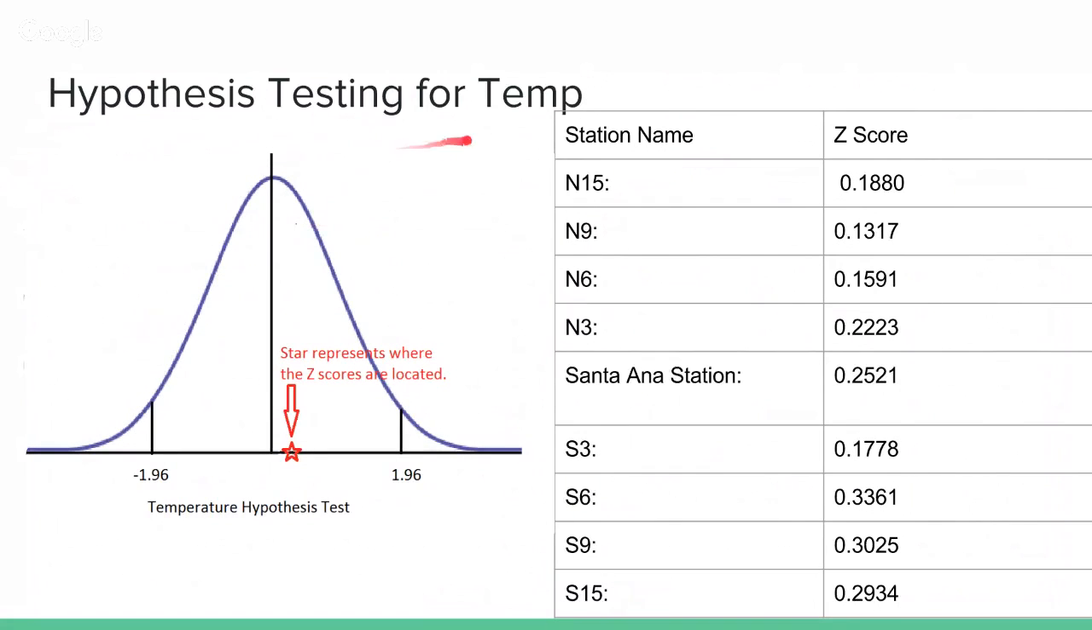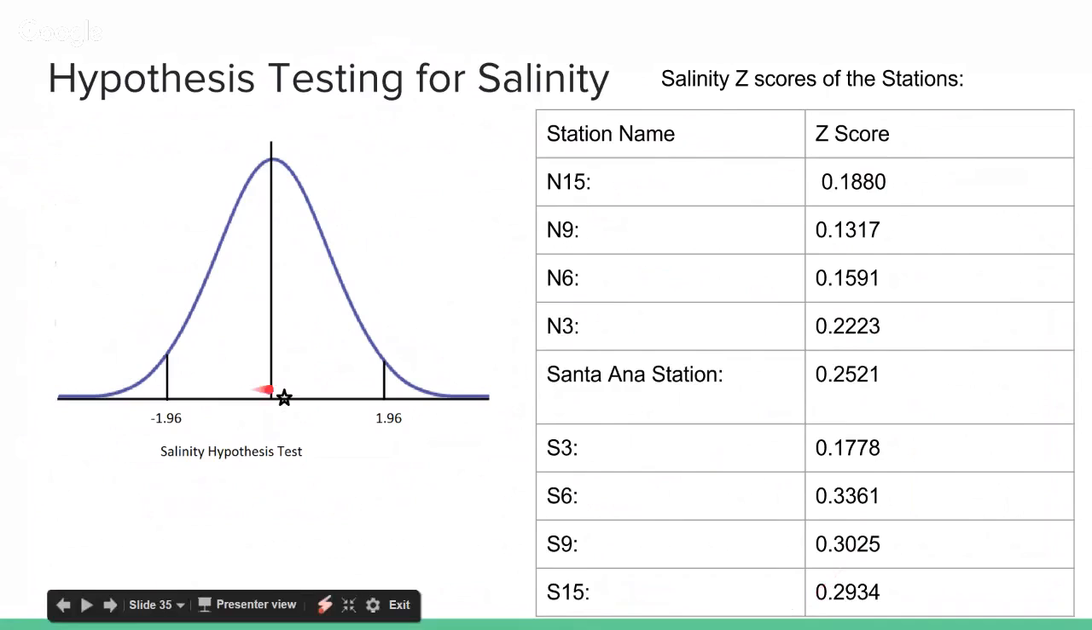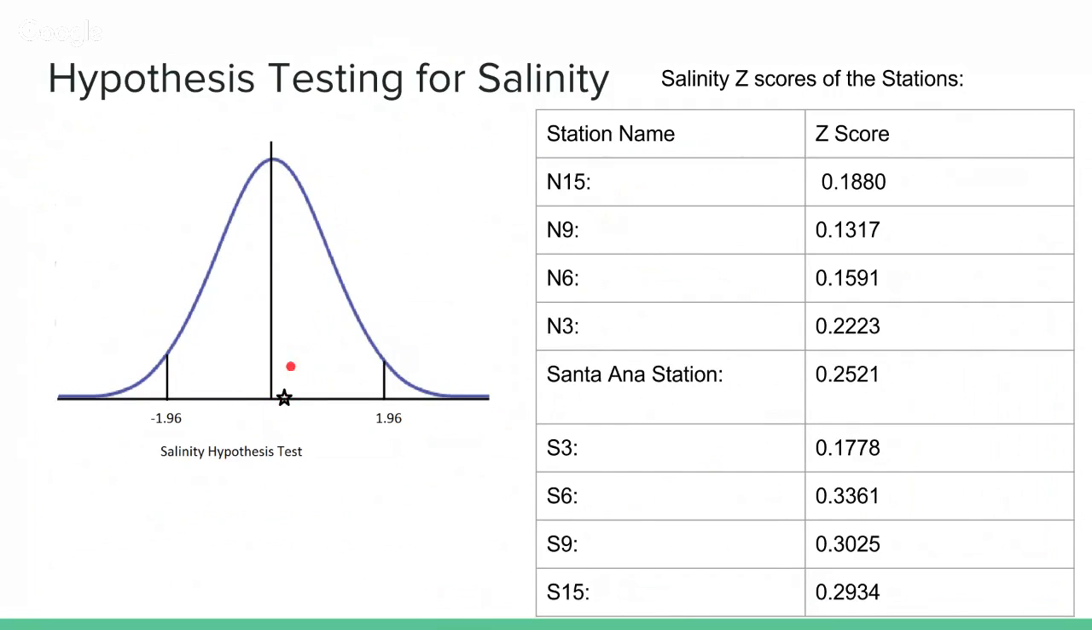And when we plug our numbers in, and this is for our hypothesis testing for the temperature, we would see that this falls within the tolerance. So in this case, we reject the alternative hypothesis. We'll talk about what that means in a few slides. The same goes for hypothesis testing for salinity. Based on the z-score values we got, they all fall in this little concentrated area right here. In this case, we also reject the alternative hypothesis.